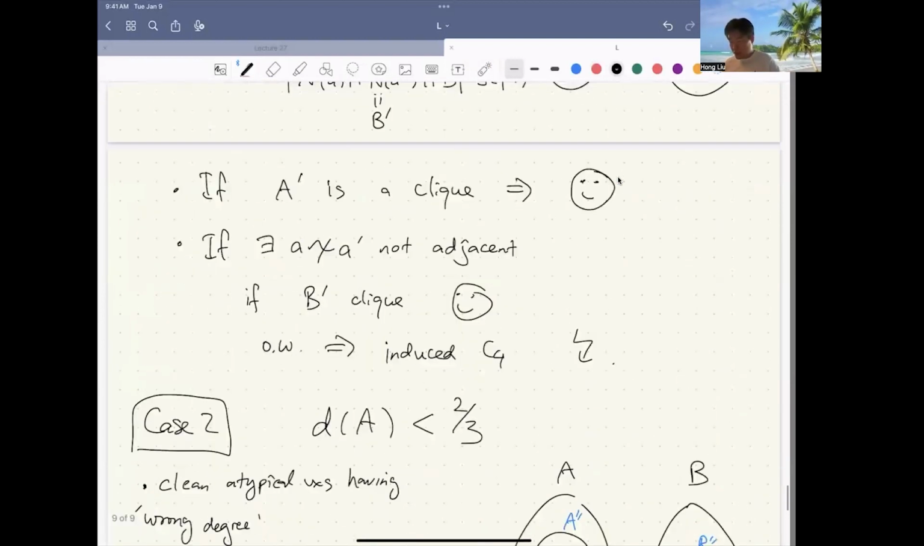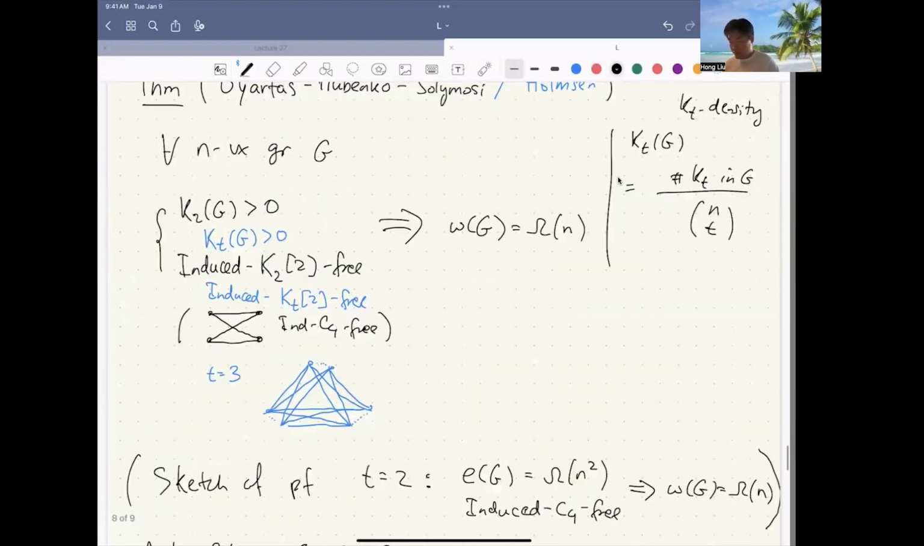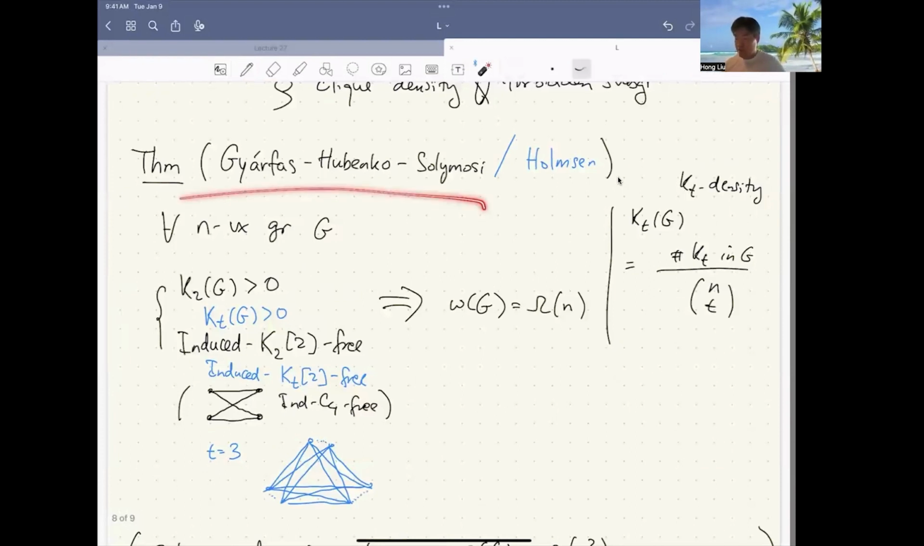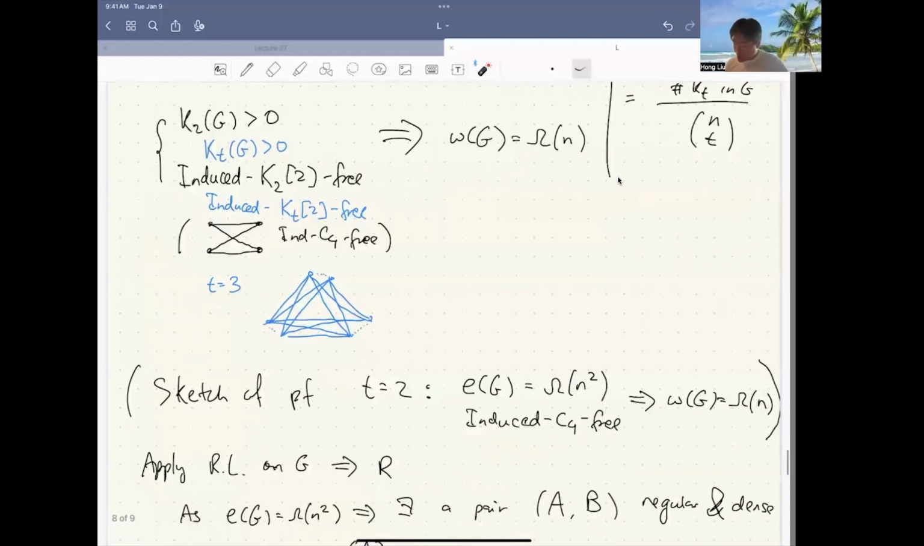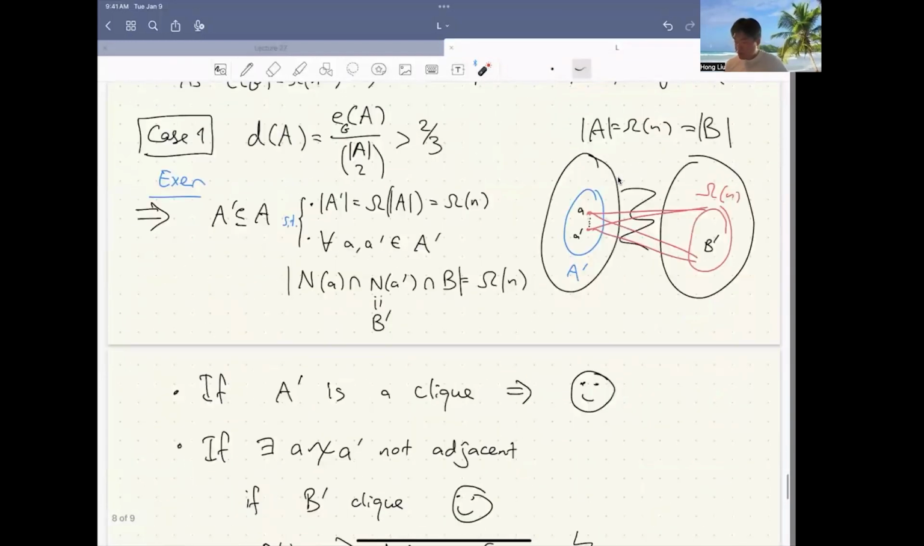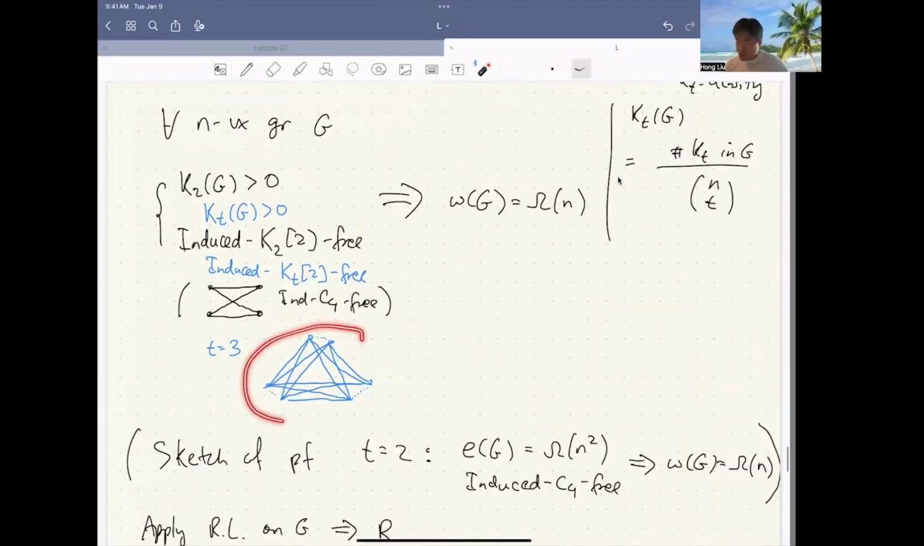I wanted to mention how to prove for general t. Maybe I'll leave it as an exercise. Basically, you use similar ideas here, but you have to iteratively either build a K_t 2-blow-up, an induced copy, or you will find a linear size clique. You can use, for example, induction on t. The base case is t equal to 2, which I proved here. Give it a try. Any question?